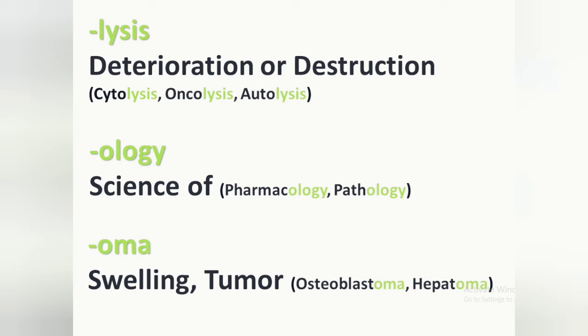Next one is oma, where oma means tumor or swelling. It means a mass. Medical term is osteoblastoma. Osteoblastoma means presence of tumor in the bone, immature bone cell. Next one is hepatoma. Hepatoma means presence of tumor in liver is known as the hepatoma.